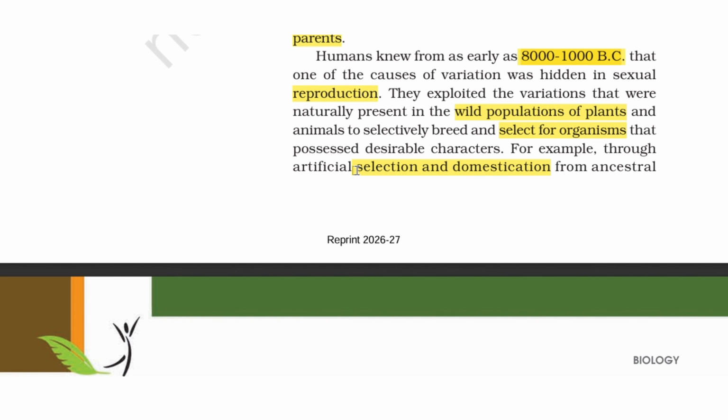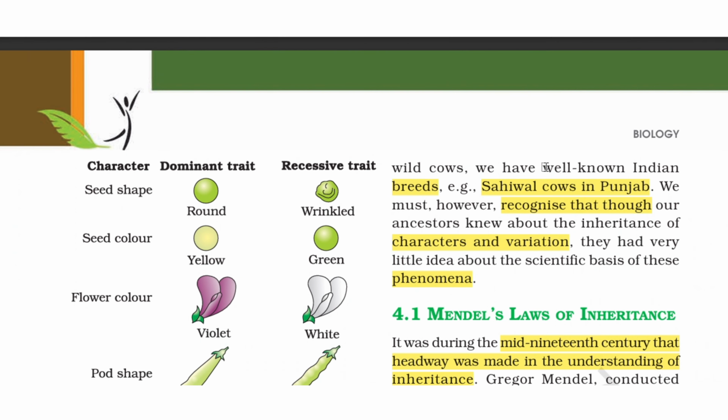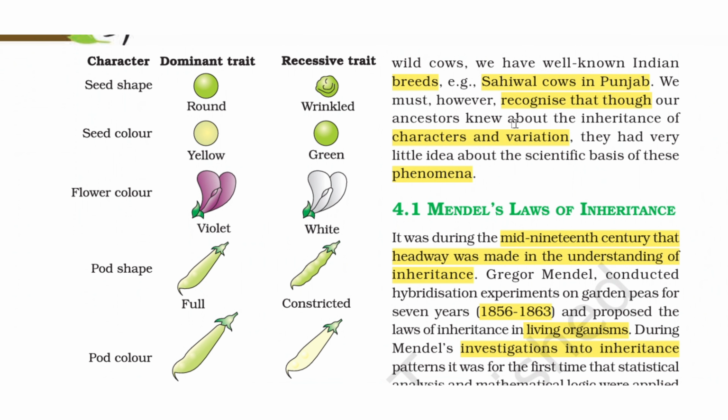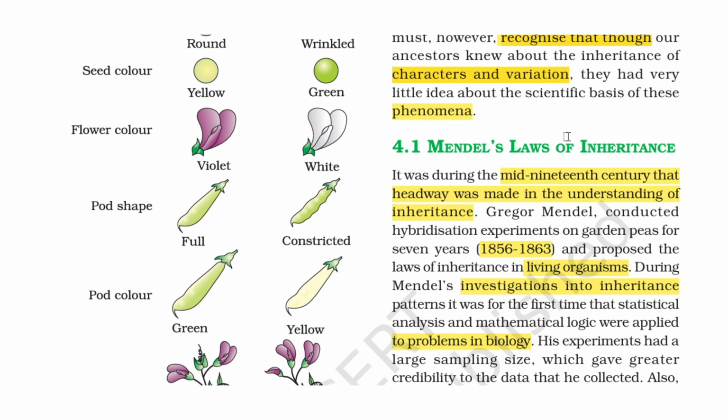For example, through artificial selection and domestication from ancestral wild cows, we have well-known Indian breeds, for example Sahiwal cows in Punjab. We must, however, recognize that though our ancestors knew about the inheritance of characters and variation, they had very little idea about the scientific basis of these phenomena.